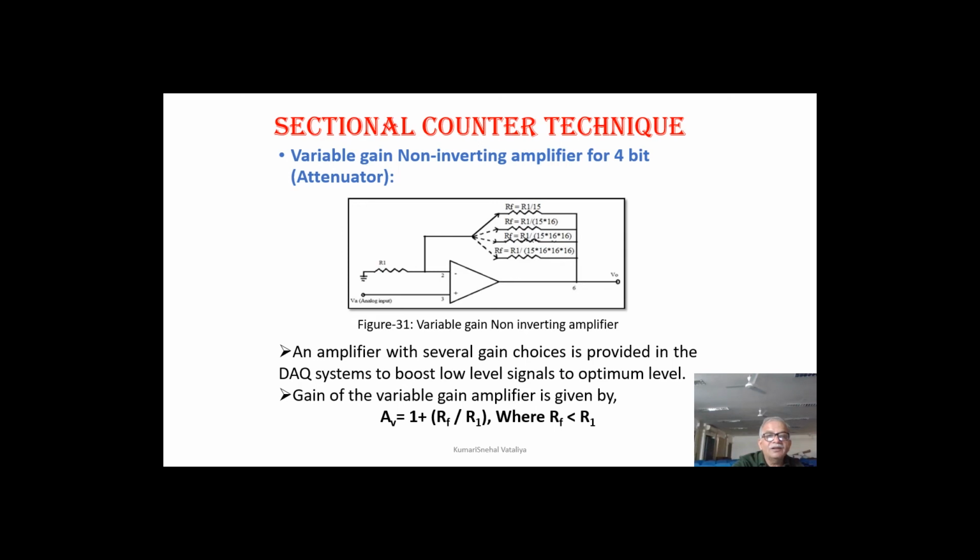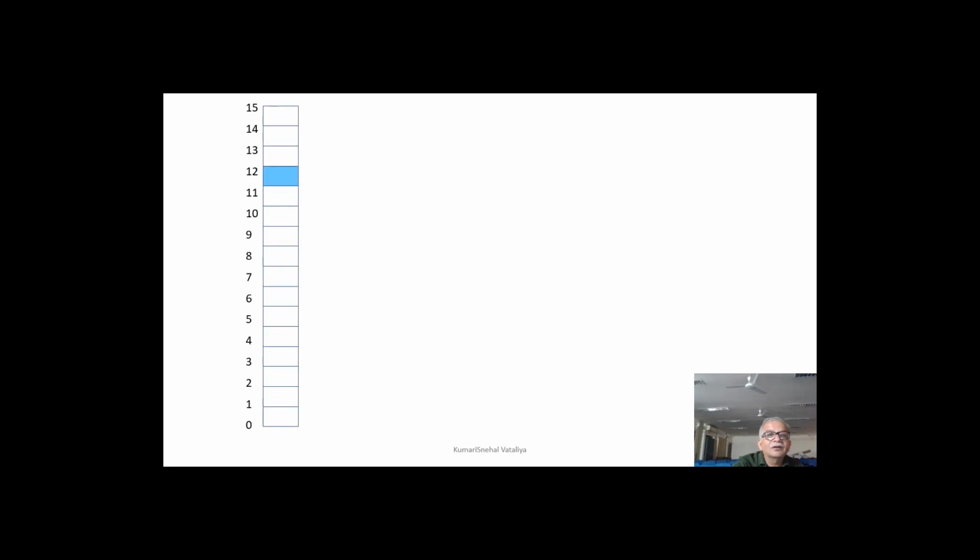AV is equal to 1 plus RF by R1, where RF is smaller than R1. Now you see, in the first comparison, MSB, highest 4 bits, first 16 levels are there. So your system is divided into 16. Your output is between 11 and 12, that is the output. So you got that resolution. Then this section, 11 to 12, we want to convert. Now you try to see this first section is 1100. It corresponds to the number, right? 11.